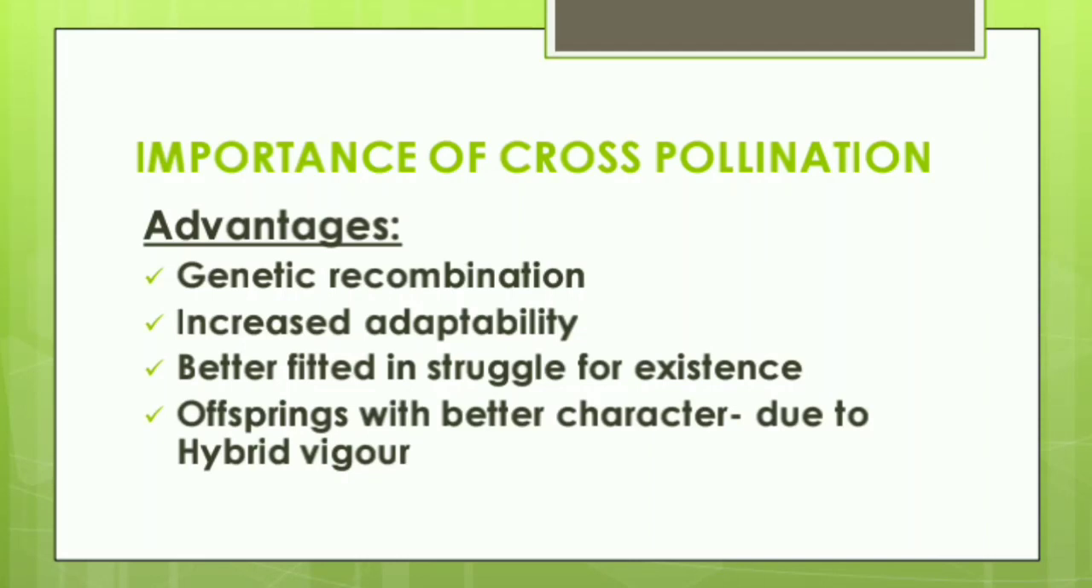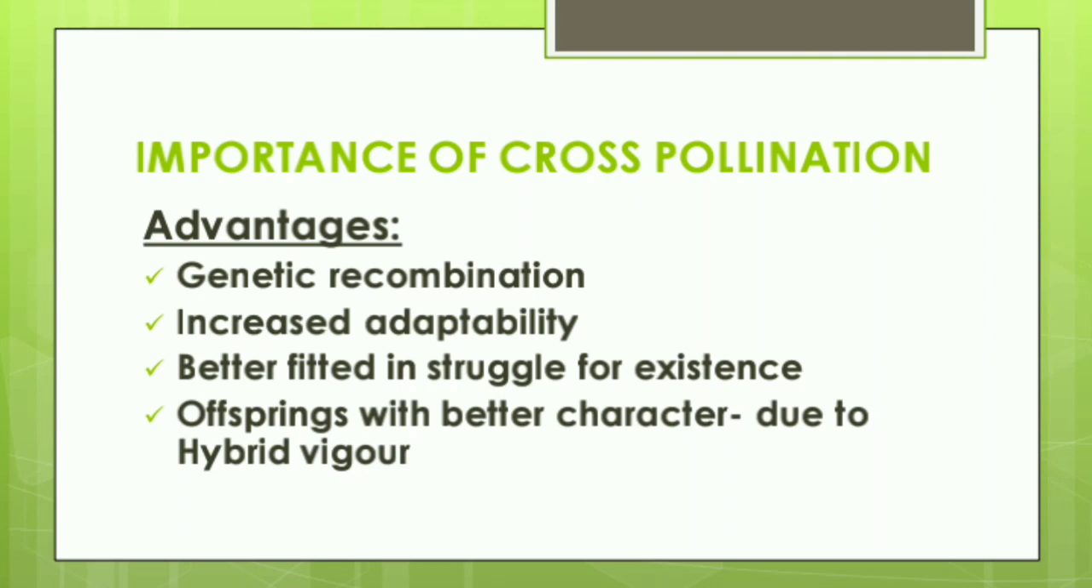Our next topic of discussion is importance of cross-pollination. Let us talk about the advantages first. Cross-pollination introduces genetic recombination and hence variations in the progeny. Cross-pollination increases the adaptability of the offspring towards changes in the environment. Then it makes the organism better fitted in the struggle for existence due to higher adaptability.